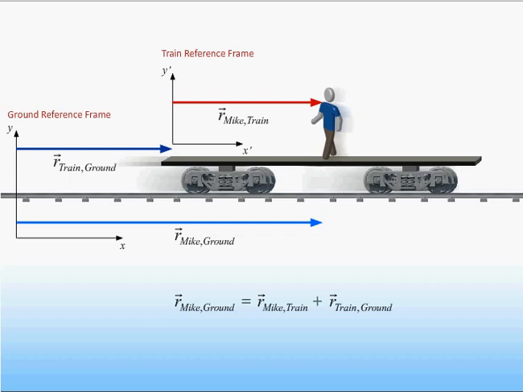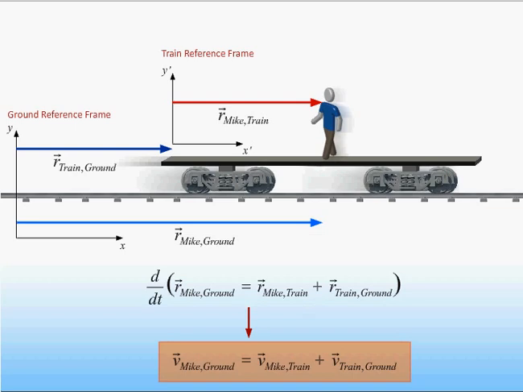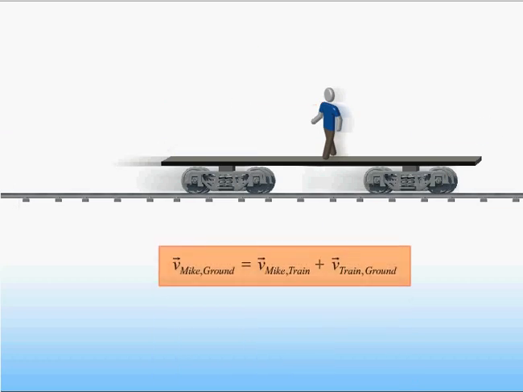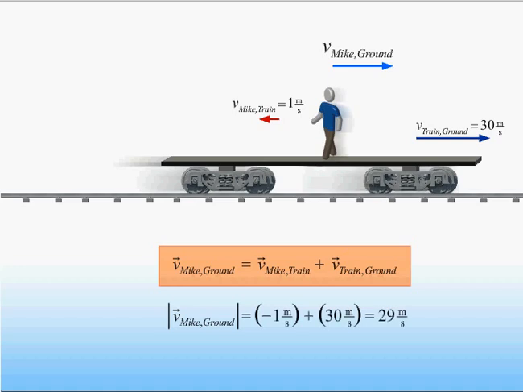If we now differentiate this equation with respect to time, we obtain the equation we want, an equation that relates the velocities in the two frames. In particular, we see that the velocity of Mike with respect to the ground is equal to the velocity of Mike with respect to the train plus the velocity of the train with respect to the ground. Consequently, if we take east to be positive, then we see that Mike's velocity with respect to the ground is plus 29 meters per second. Had Mike been walking towards the front of the train, his velocity would have been plus 31 meters per second.